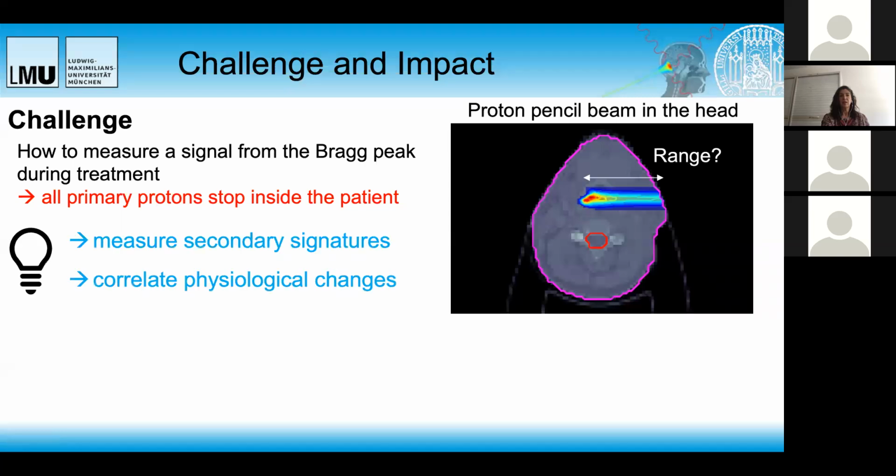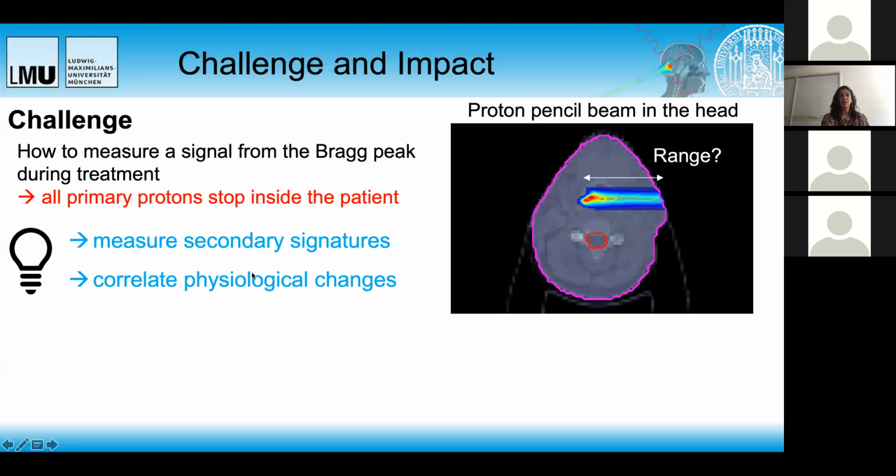But what we can do is measure secondary signatures, I call them, also secondary radiation, but also secondary signatures, including acoustics. And another possibility is to correlate the physiological changes that have been caused by the stopping of protons inside the tissue to the proton range.